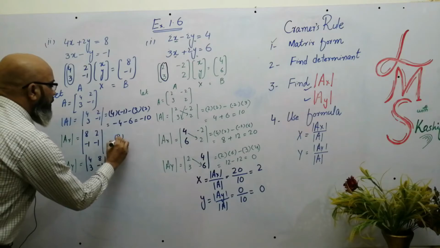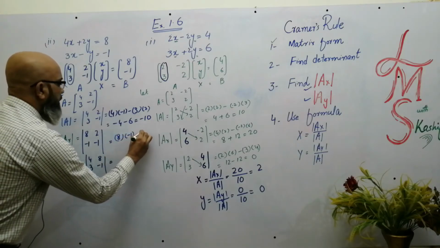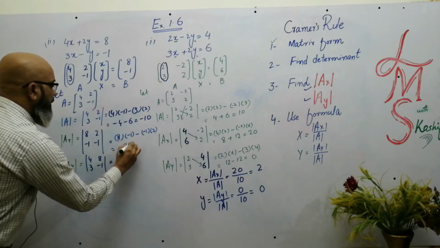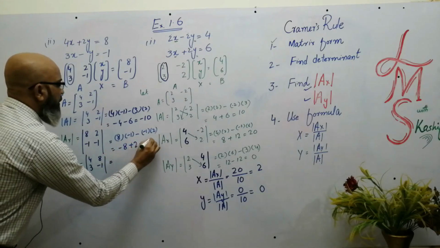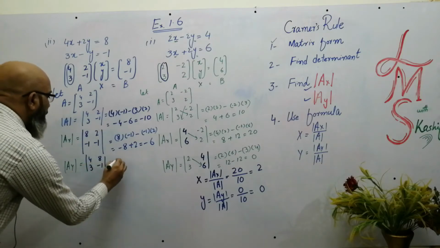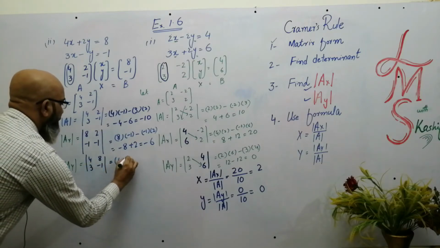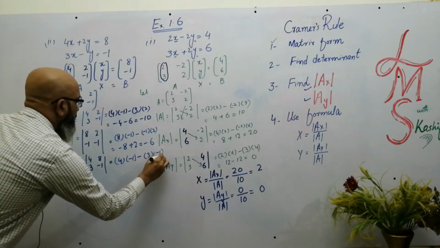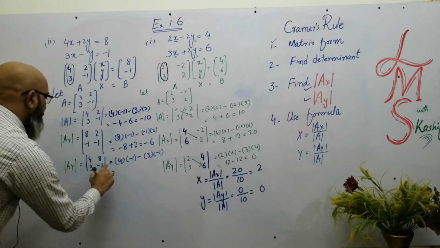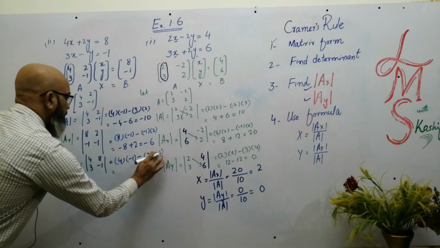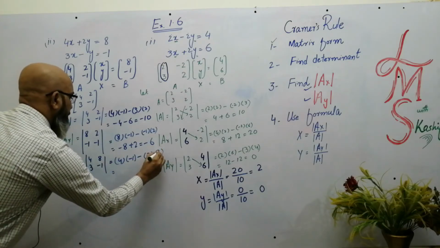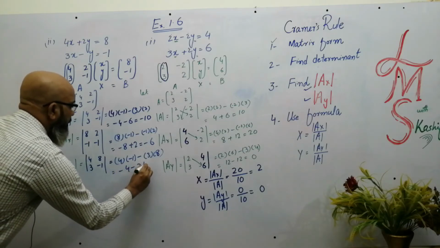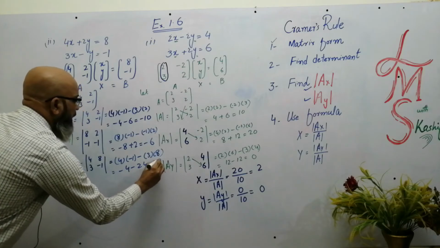8 into minus 1 minus 1 into 2. So minus 8 plus 2, that is equal to minus 6. Here we get 4 into minus 1 minus 3 into 8. So minus 4 and minus 24, that is equal to minus 28.